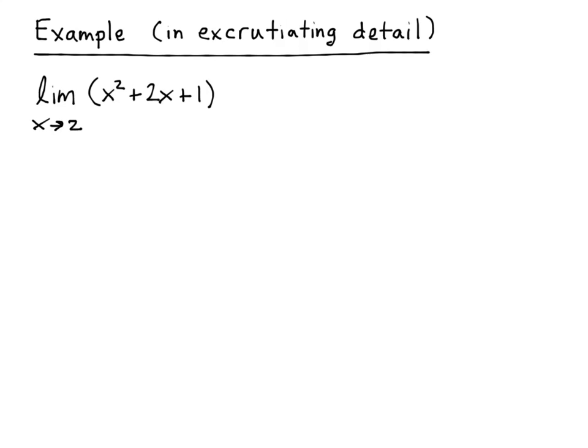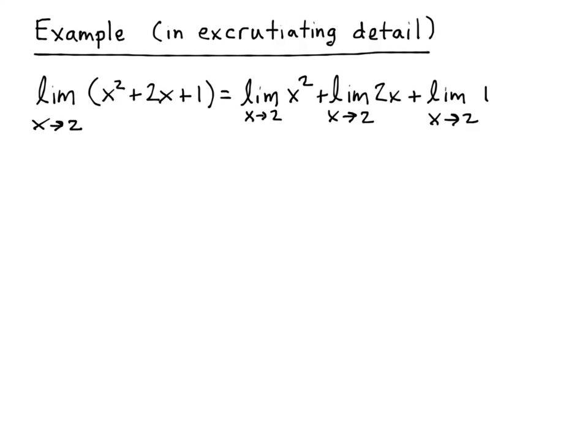Okay, so I don't have any rule that gives me a polynomial per se, but I have all the components that make up a polynomial. I have the rules that apply to them. So the first thing I can do, since a polynomial is a sum of terms, is break these 3 terms up into 3 limits. So I can take the limit as x goes to 2 of x squared, the limit as x goes to 2 of 2x, plus the limit of 1 as x goes to 2. Okay, so that's the first thing. I can say that the limit of the sum of those things is the sum of the individual limits.